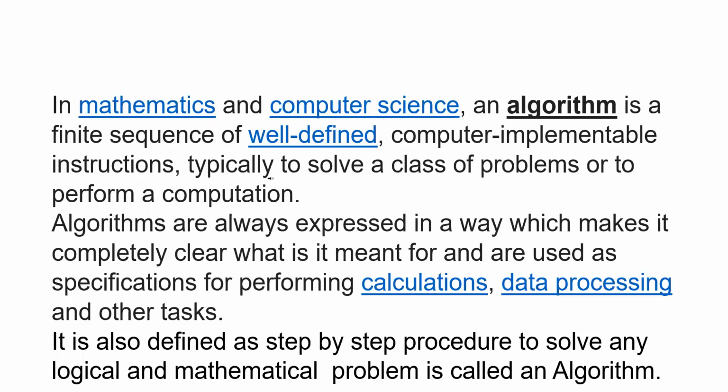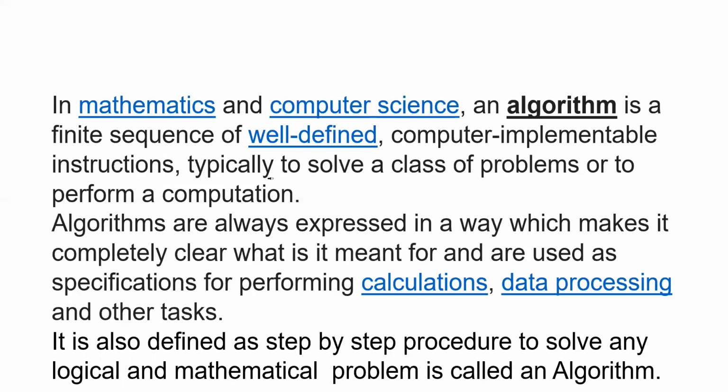So an algorithm is a finite sequence of well-defined instructions. Finite sequence means the number of steps or the number of lines is finite. It is not unlimited. There are specific steps. Computer-implementable instructions means whatever you are writing in an algorithm can be converted to a computer program, so that it can be changed to computer-implementable instructions which we can use in the computer, and used to solve a class of problems or to perform a computation or any mathematical calculation.